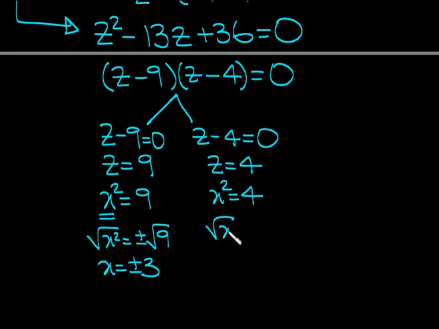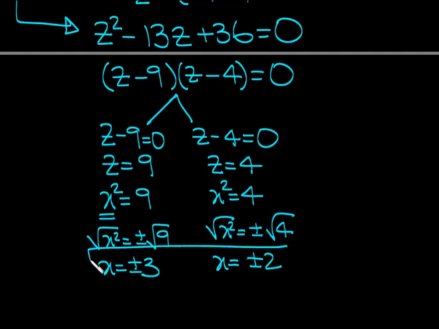Out here we get square root of x squared is equal to plus or minus square root of 4. So we get x is equal to plus or minus 2. So you can see out here we actually got 4 solutions: plus 3, minus 3, plus 2, and minus 2.